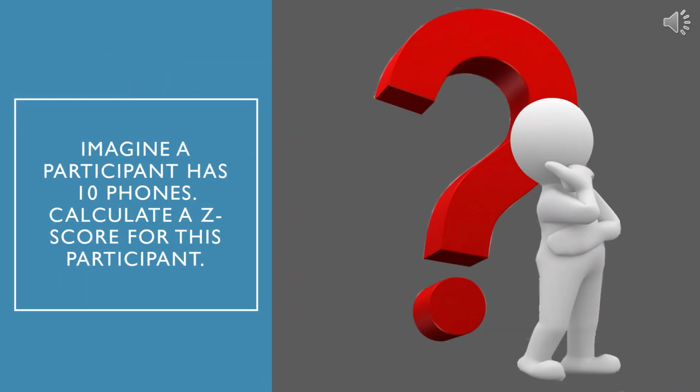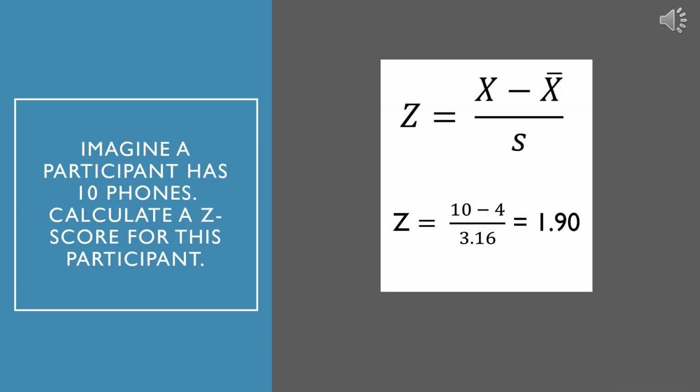Imagine a participant has 10 phones. Calculate the z-score for this participant. So in order to solve this one, you have to get the raw score, which is 10, of course. You subtract the mean from our sample, the mean number of phones people have, which was 4. And then you have to divide that by the standard deviation.